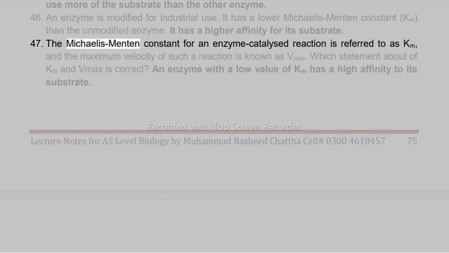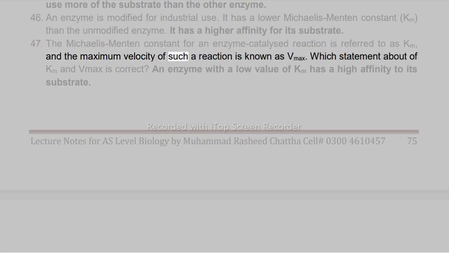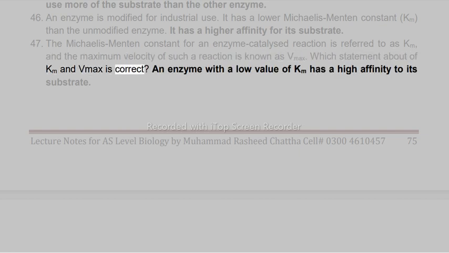47. The Michaelis-Menten constant for an enzyme-catalyzed reaction is referred to as Km, and the maximum velocity of such a reaction is known as Vmax. Which statement about Km and Vmax is correct? An enzyme with a low value of Km has a high affinity to its substrate.